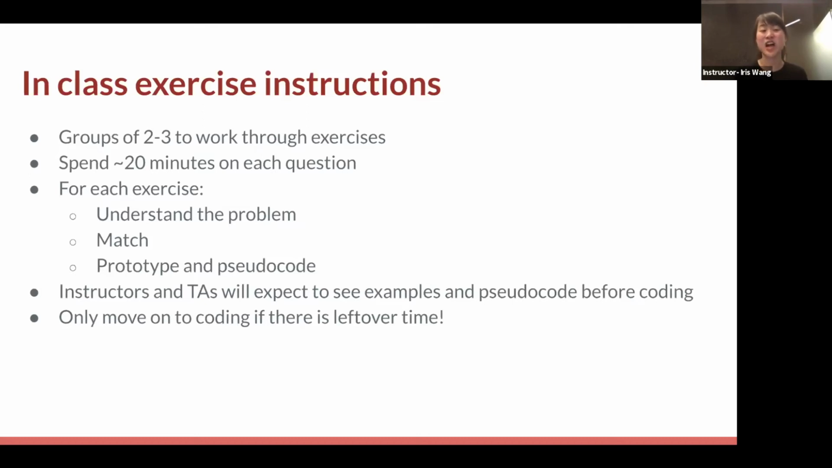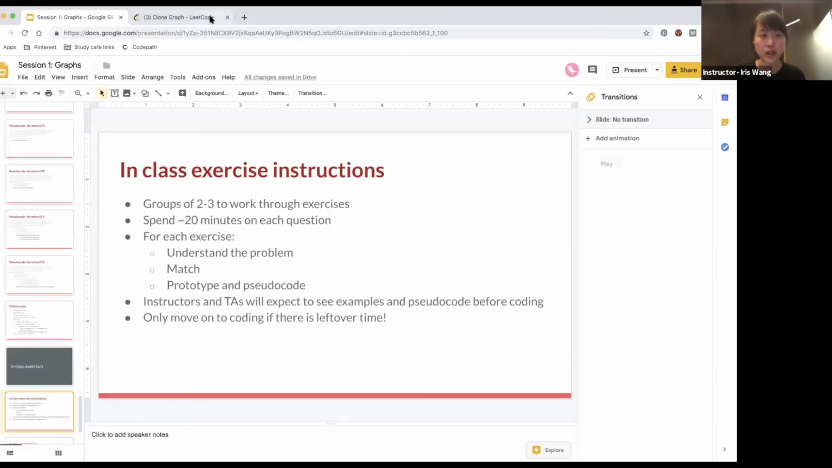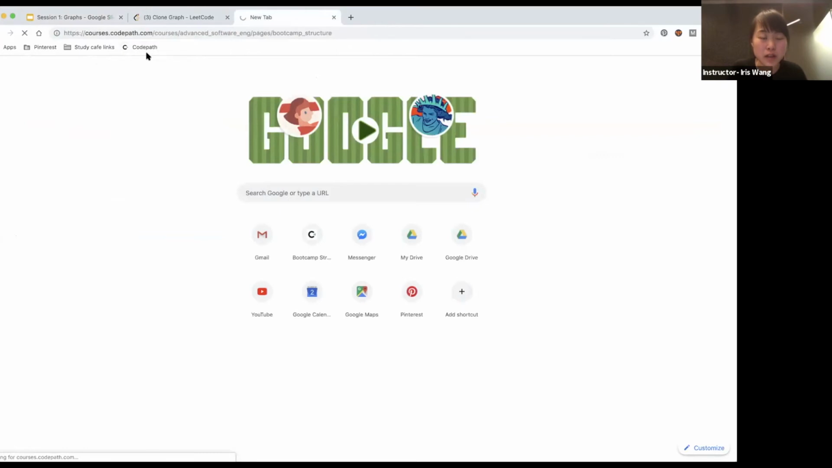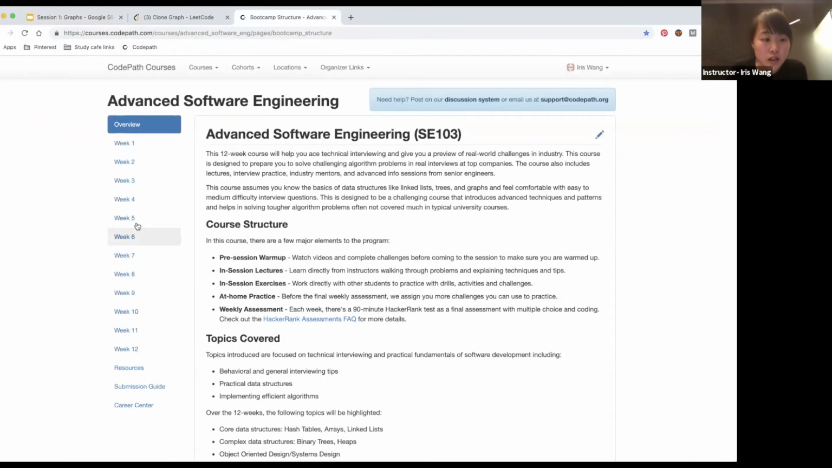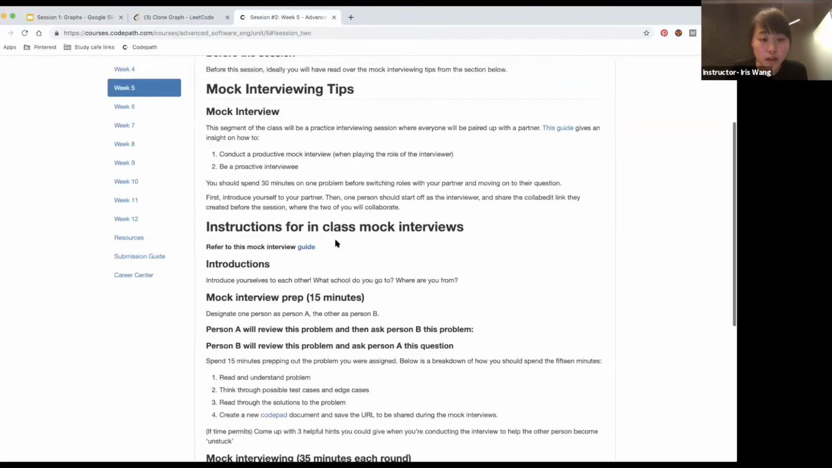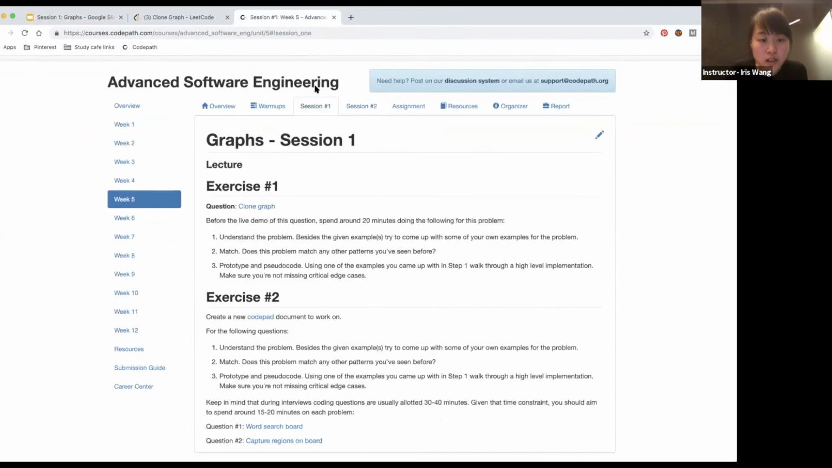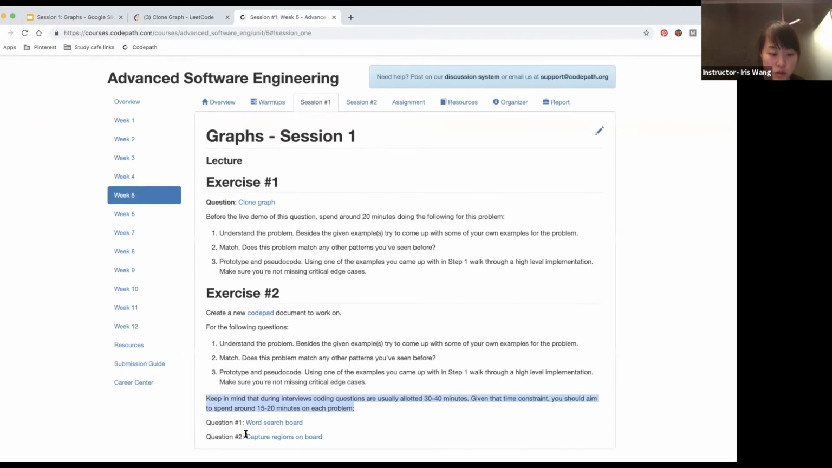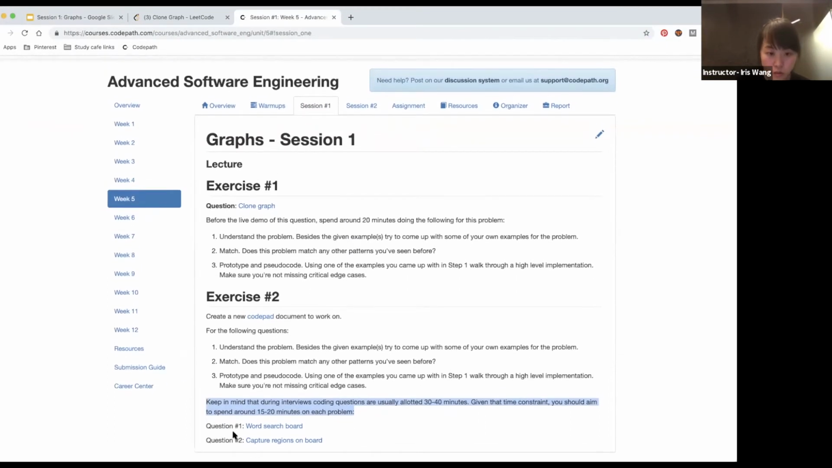And definitely share your screen. It takes a lot longer for me to get context when I jump into a room and don't see your screen being shared. And just a reminder, if we go to week 5, session 1, the two questions will be down here. So it's the word search board and the captured regions one. So do those two problems.